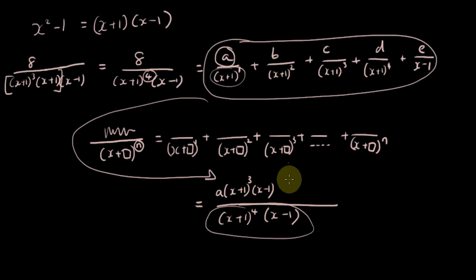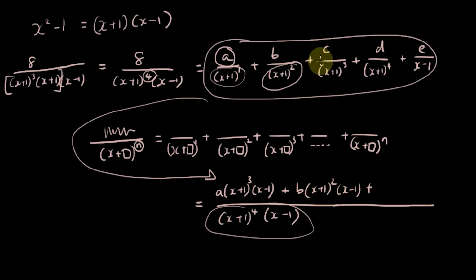And then I'm going to go plus B. It's already got (x plus 1) to the power of 2 here, so to make the bottom of the fraction (x plus 1) to the power of 4, I need to multiply it by (x plus 1) to the power of 2, times (x minus 1).